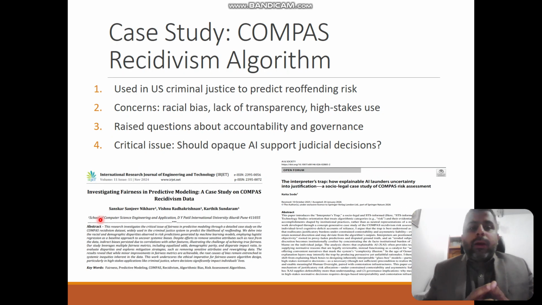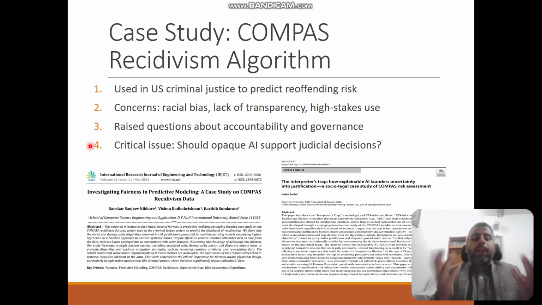There was another algorithm, COMPAS, which was being used by the US criminal justice system to predict reoffending risk. The concerns were racial bias, lack of transparency, and high-stakes use. Questions were raised about accountability and governance, and there was a critical question: should AI support decisions or not? Should it be a part of making judicial decisions or not?